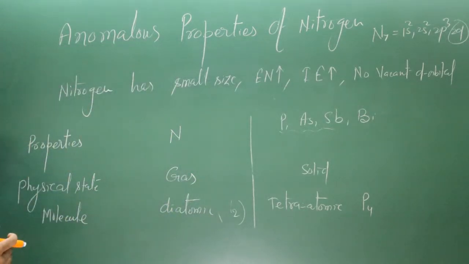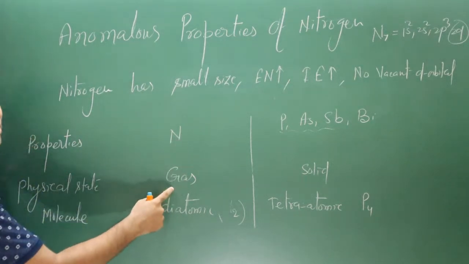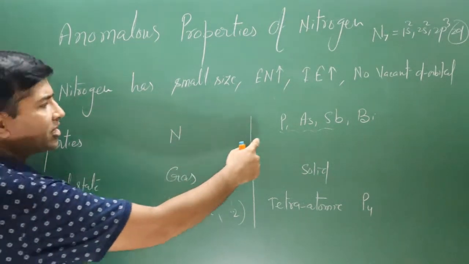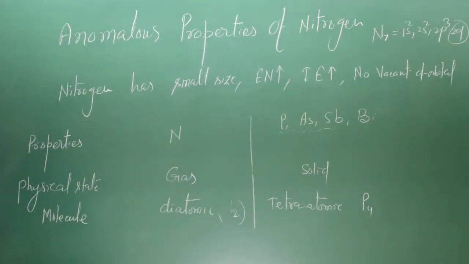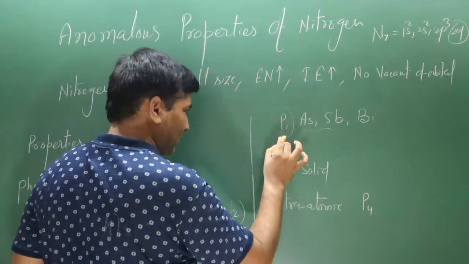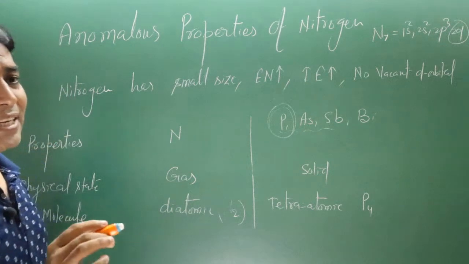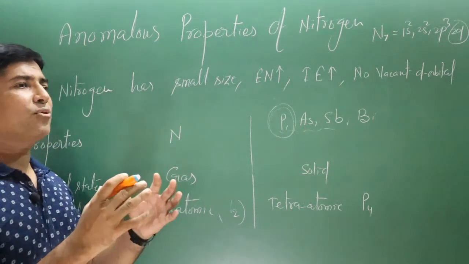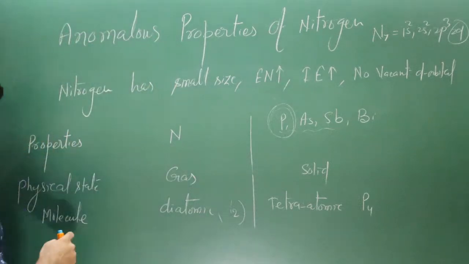If we talk about the physical state, nitrogen is present in the gaseous state while the rest of the elements in the group are present in the solid state. Keep in mind this phosphorus. Phosphorus is present in the solid state but it evaporates easily. That's why it is always stored in a closed bottle.